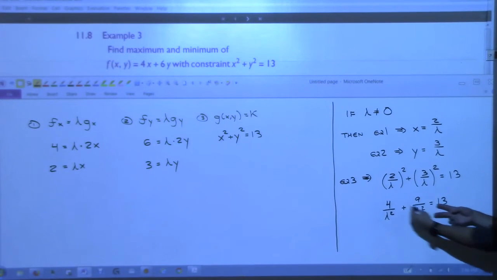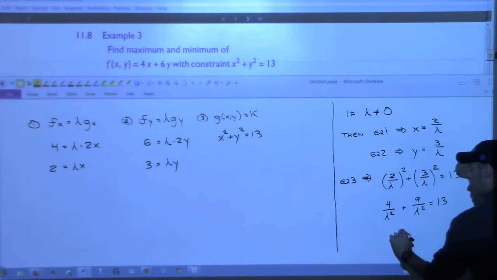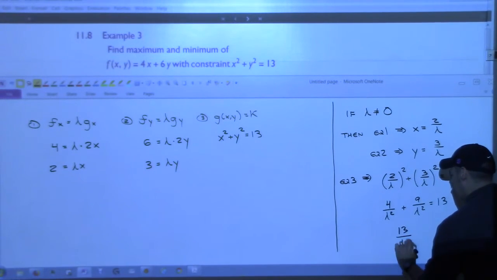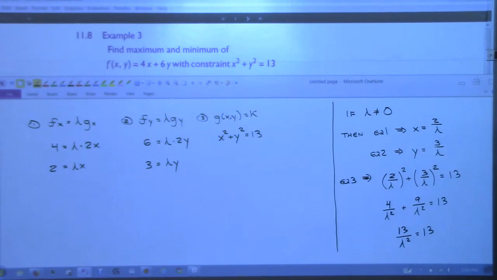You can combine these in one fraction because they have the same denominator. So 13 over lambda squared equals 13. Multiply both sides by lambda squared. 13 lambda squared. And then that means 1 equals lambda squared, which means plus or minus 1 equals lambda. So just algebraically, we just solved for lambda. It can be two possible things. Y'all good with that?